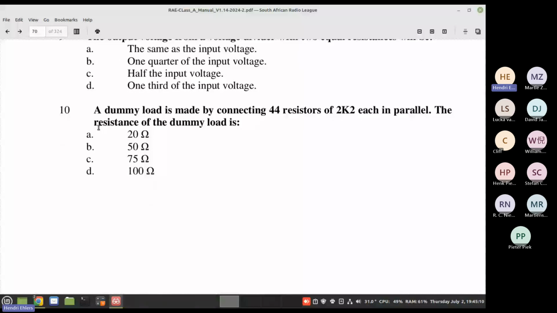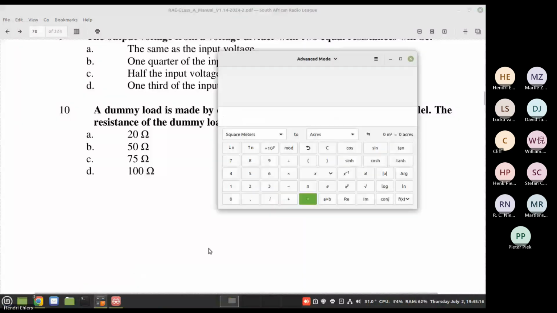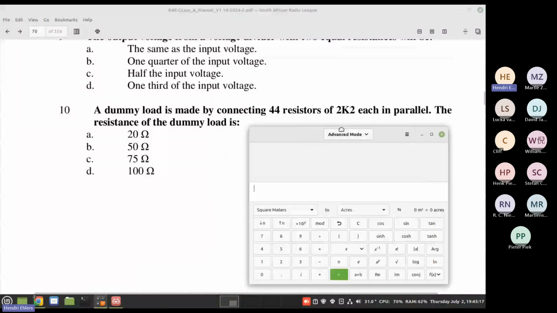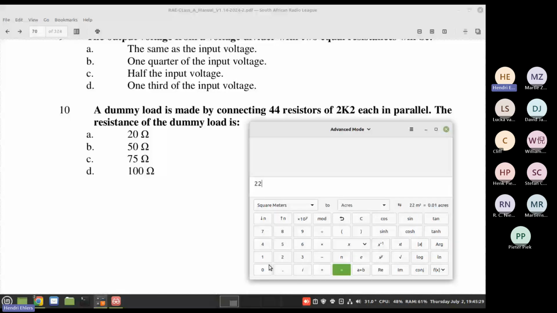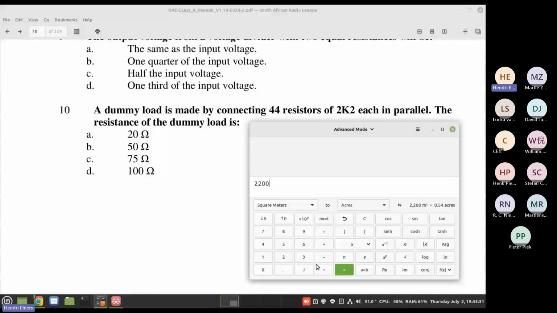Oh, here's a nice one. You can do some math again. That makes it so much easier. So we've got 44 resistors connected, and they have a value of 2.2K. So let's say 2,200. We do that to it, and we times that by 44. And then we do that to that again, and that will give us 50. So that would be 50 ohms.